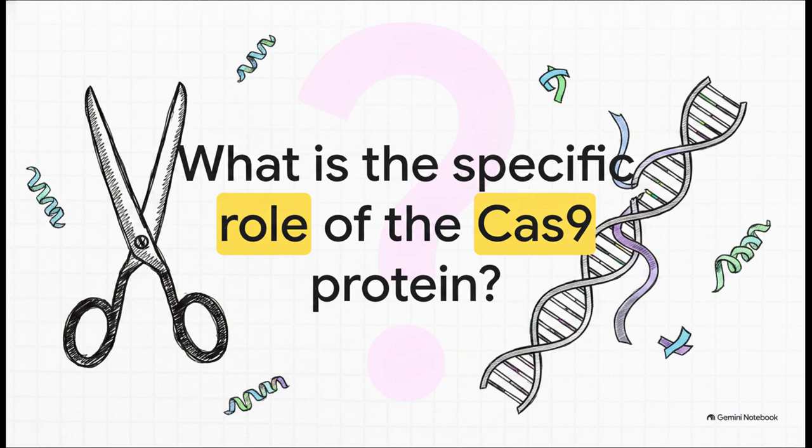Second question. When we talk about biotechnology and CRISPR, what is the specific role of the Cas9 protein? Ask yourself, what do the scissors in our CRISPR editing kit actually do? That's right, once the guide RNA leads it to the exact right spot, the Cas9 protein is the enzyme responsible for making that highly precise double-strand break in the DNA.